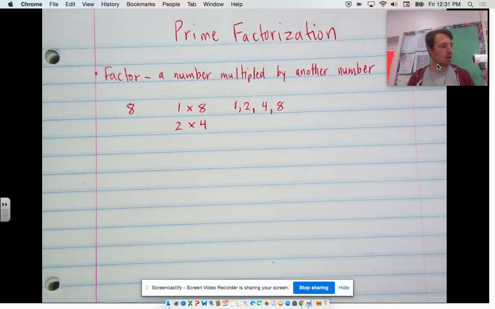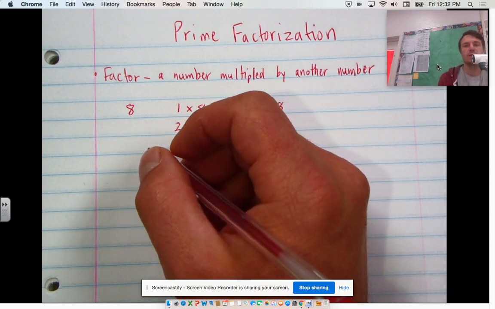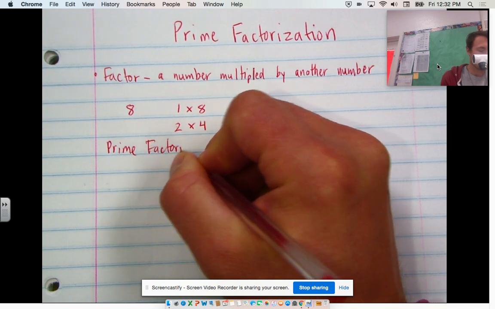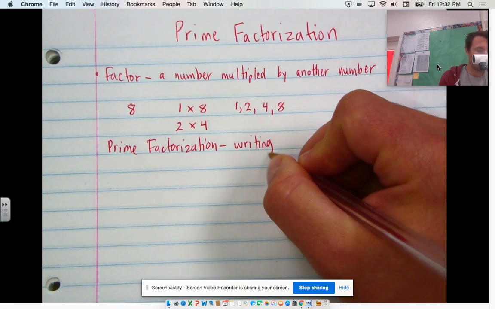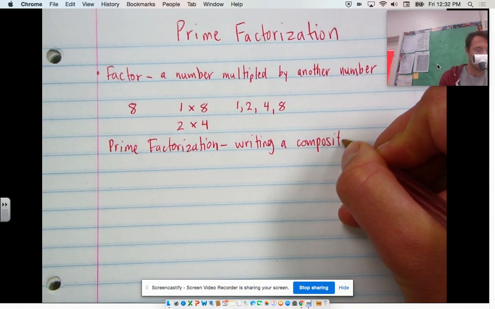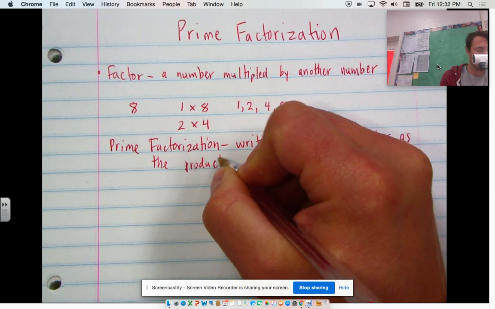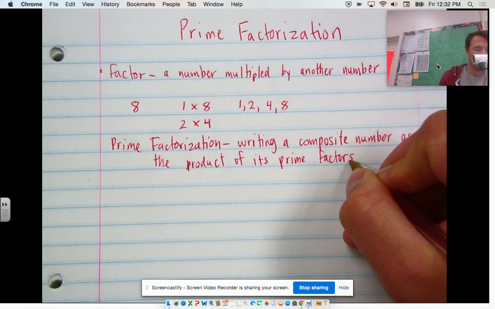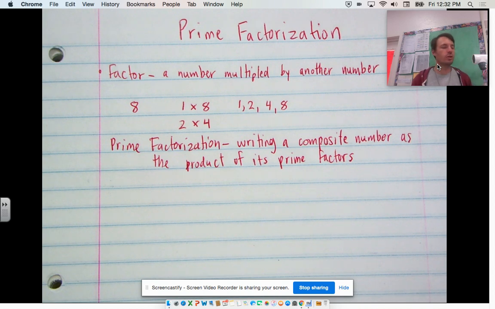That's what factors are. So what is prime factorization? Prime factorization is when you write a composite number as the product of its prime factors. That's what prime factorization is: writing a composite number as the product of its prime factors. And probably you're looking at that definition and you're not quite sure what it means. Well, it'll become a lot more clear when we go over some examples together.